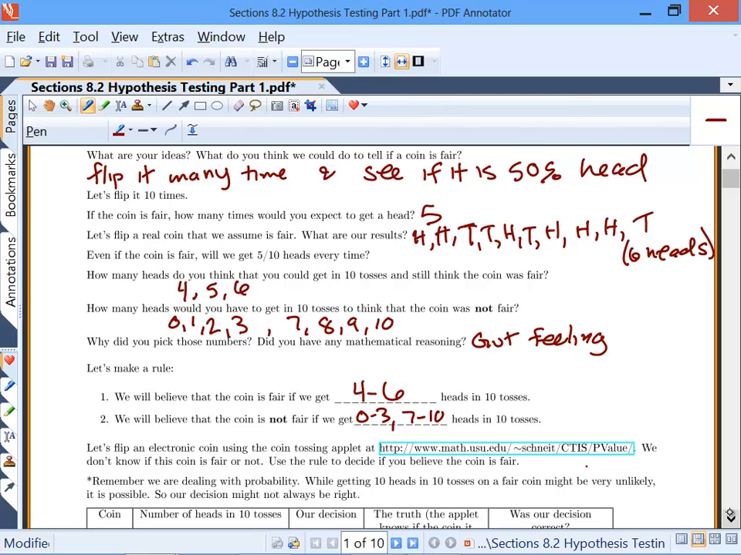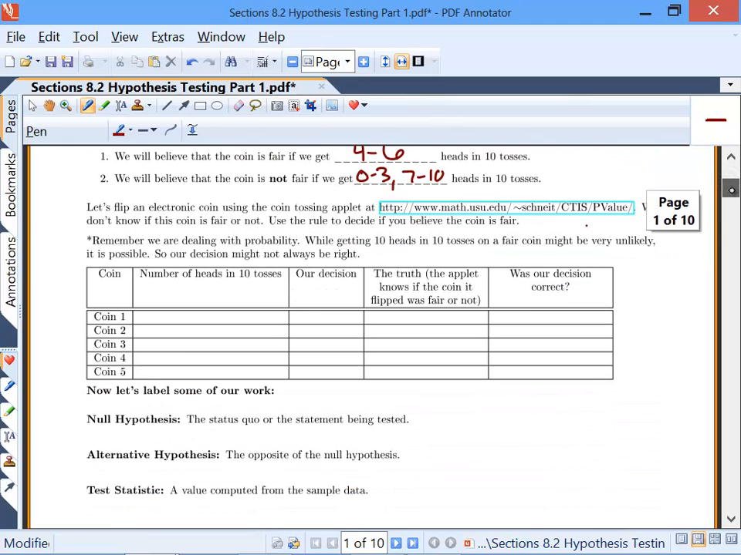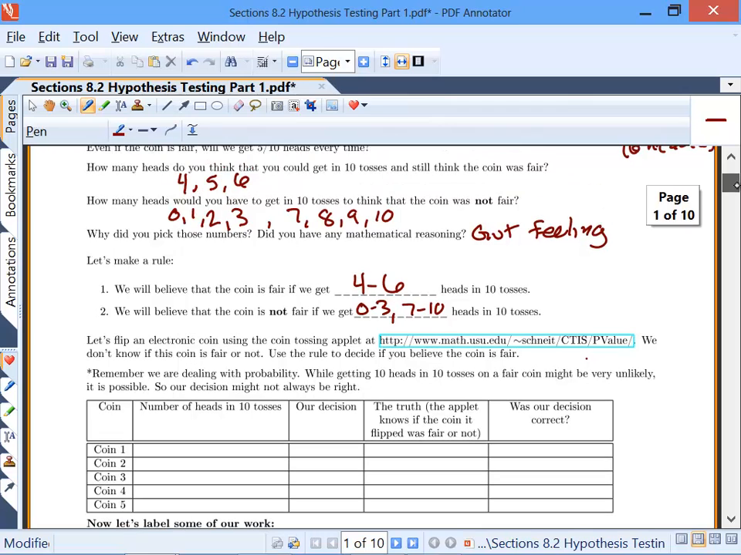Now remember, we are dealing with probability, so even though getting 10 heads out of 10 tosses would be really unlikely on a fair coin, it's still possible. Even if it's only a 1 in 10,000 chance, it could still happen. So our decision might not always be right because you might get these very unlikely events. We're going to fill out this table as we go.